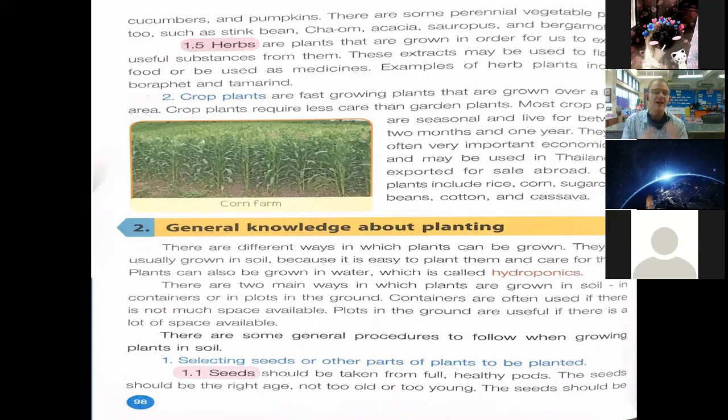Now, they call it a cash crop because usually when you finish your harvesting, you sell all of it. So you have a lot of money, but you don't have a lot of income in the future.